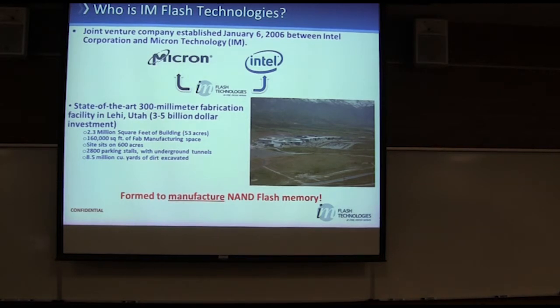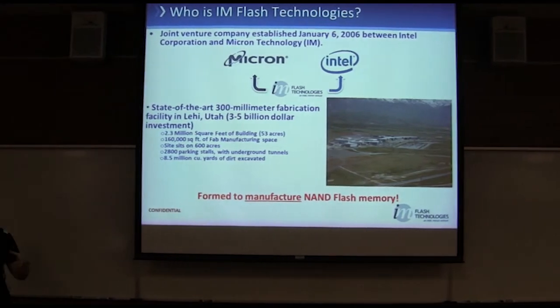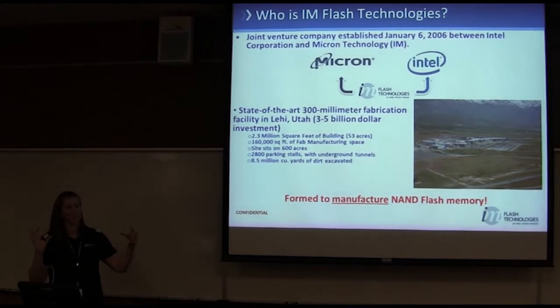Micron already had this existing facility in Lehi. Here's a picture of what it looks like. Right up against the mountains, right at American Fork Canyon is where we're situated in Lehi. And Micron had basically the shell of a building done with not much of anything inside. So when this joint venture was formed, they basically finished it.